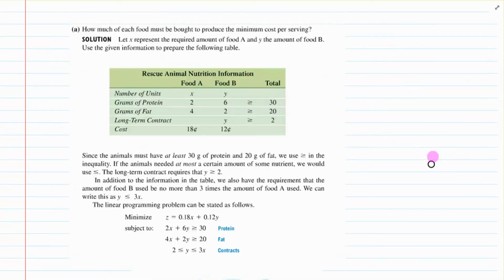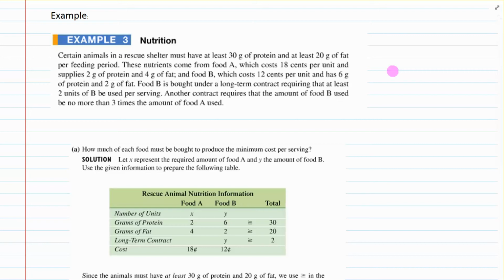So let's look at the only example we've got here. It's on nutrition. Certain animals in a rescue shelter must have at least 30 grams of protein and at least 20 grams of fat per feeding period. The nutrients come from food A, which costs 18 cents per unit and supplies 2 grams of protein, 4 grams of fat, and food B, which costs 12 cents a unit and has 6 grams of protein and 2 grams of fat. Food B is bought under a long-term contract requiring that at least 2 units of B be used per serving. Another contract requires that the amount of food B used be no more than 3 times the amount of A. So they've given you a lot of information.